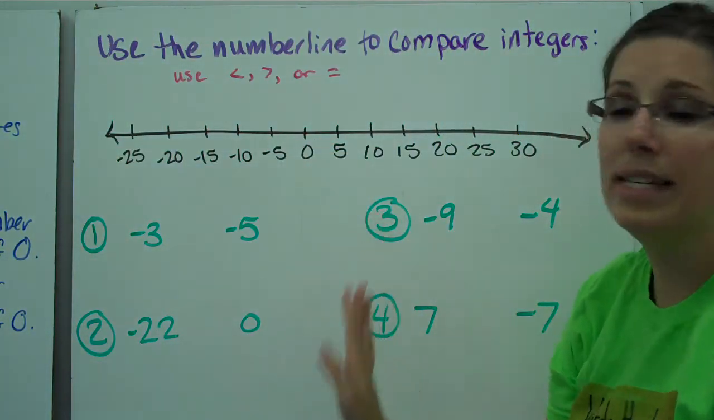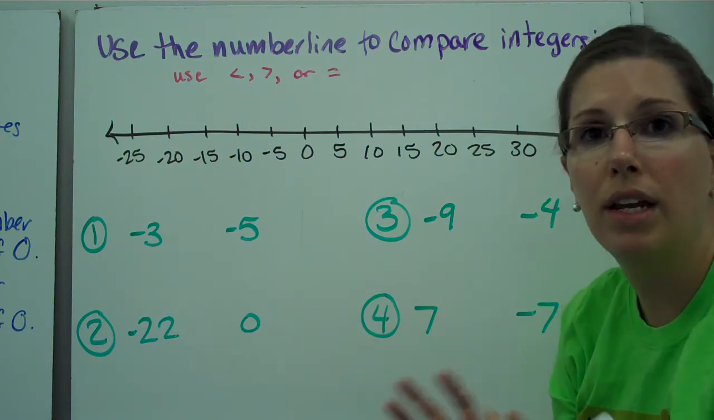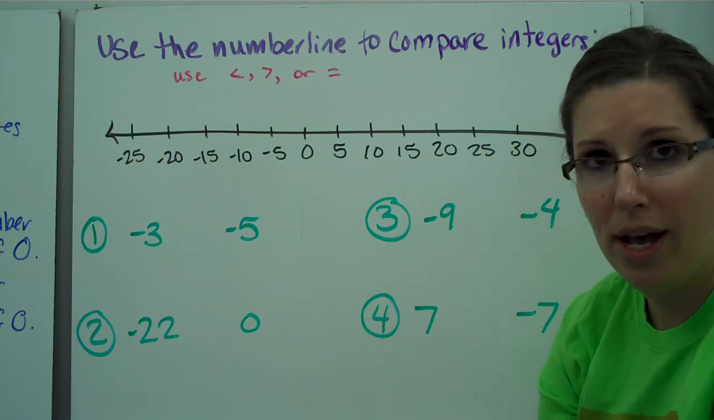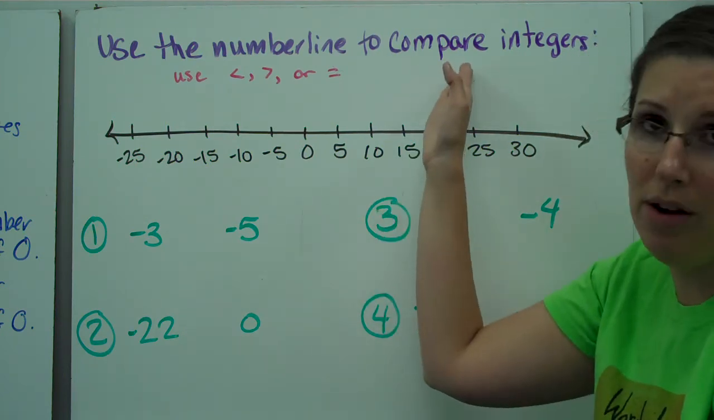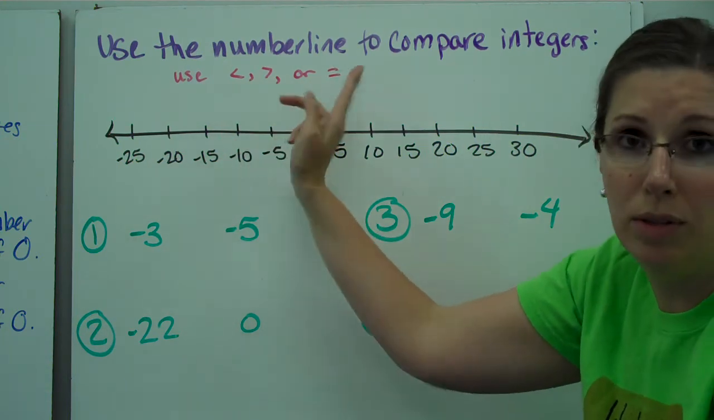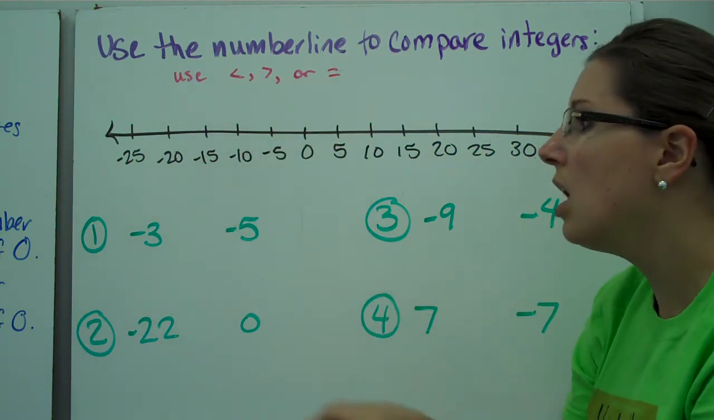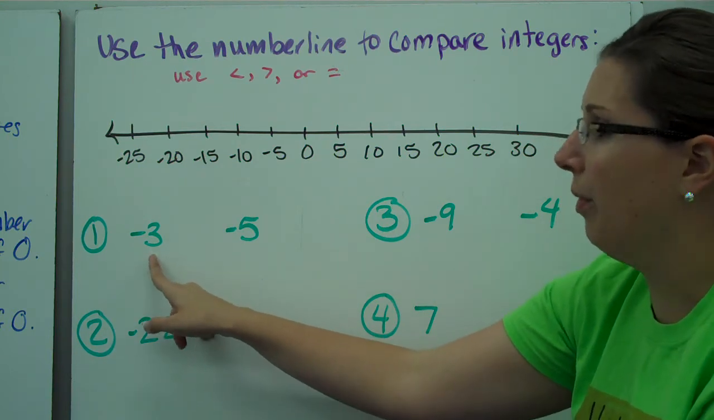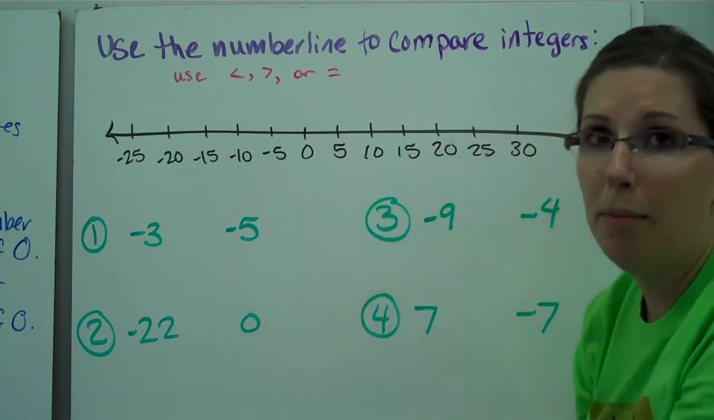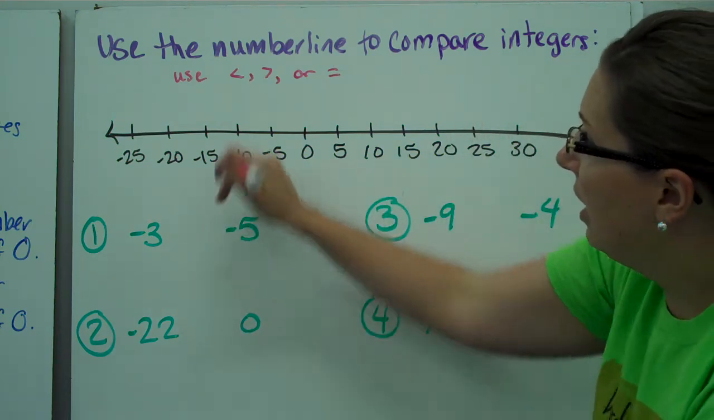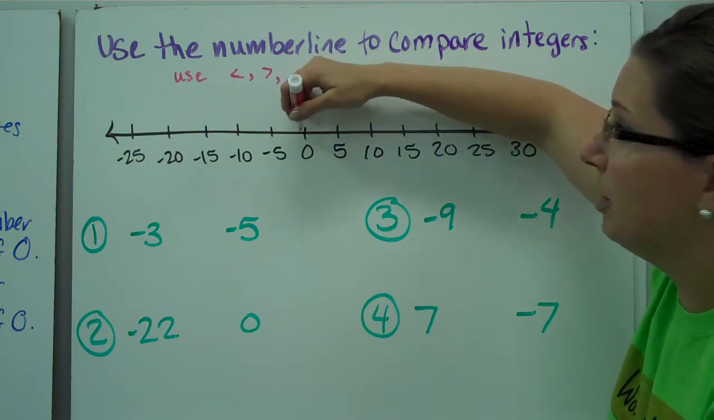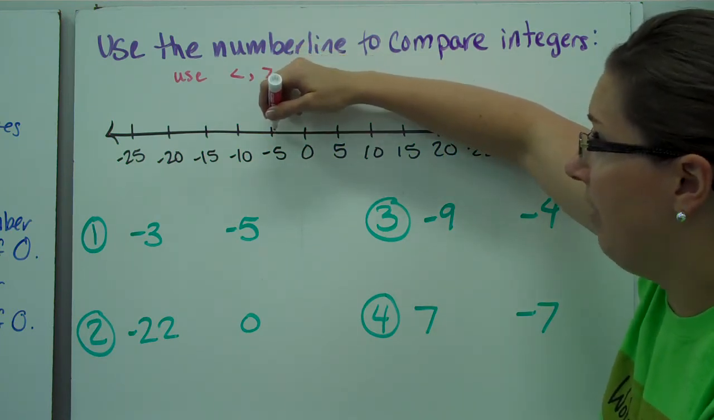Now, let's take a couple of positive and negative numbers and let's order them, and we can use our number line to help us. We're going to first compare them using a less than symbol, greater than symbol, or an equals symbol. So if I have the number -3 and I want to compare it with the number -5, I just need to pull out my number line. Well, -3 is going to be somewhere in here between 0 and -5.